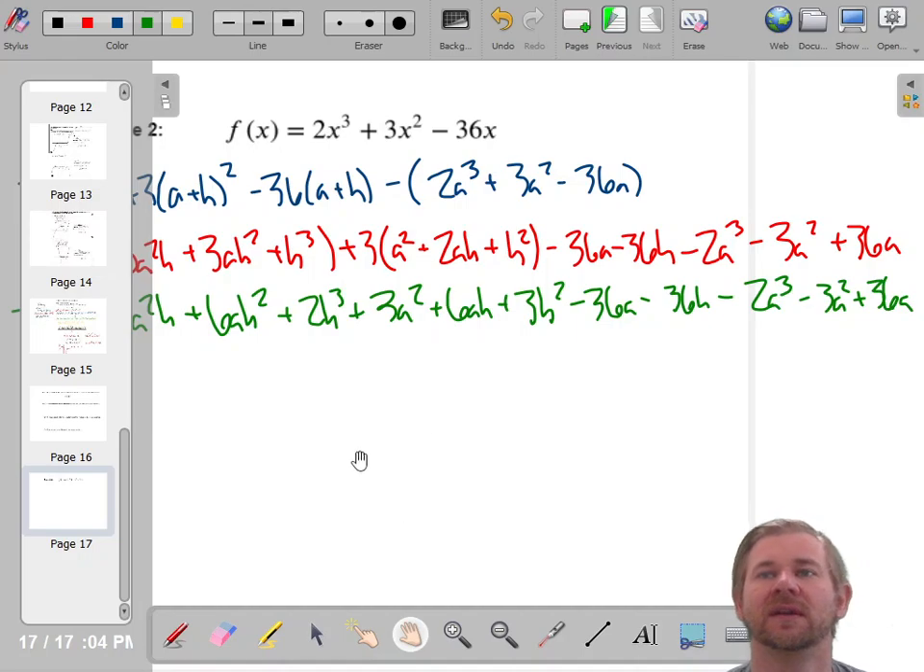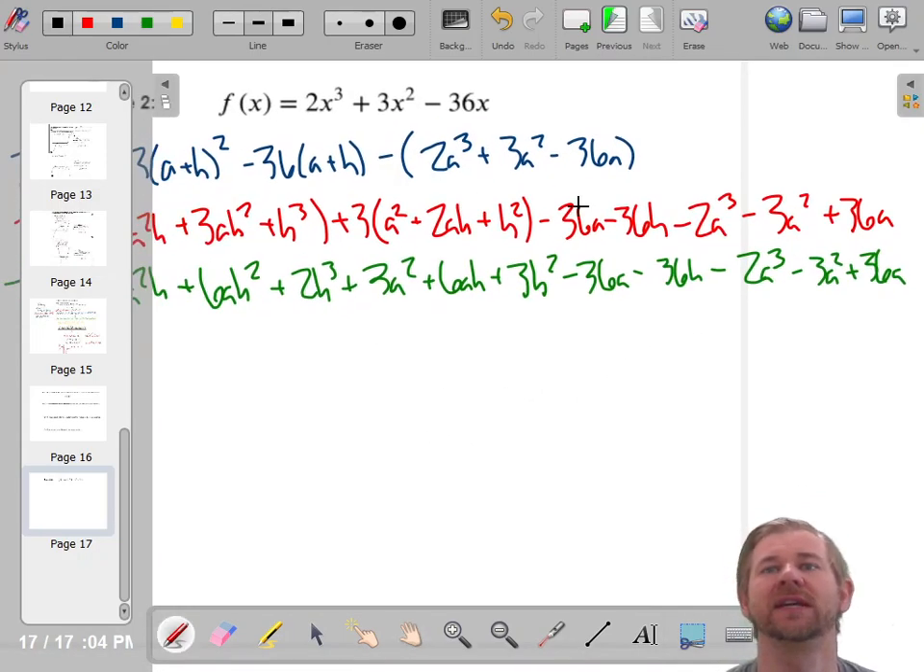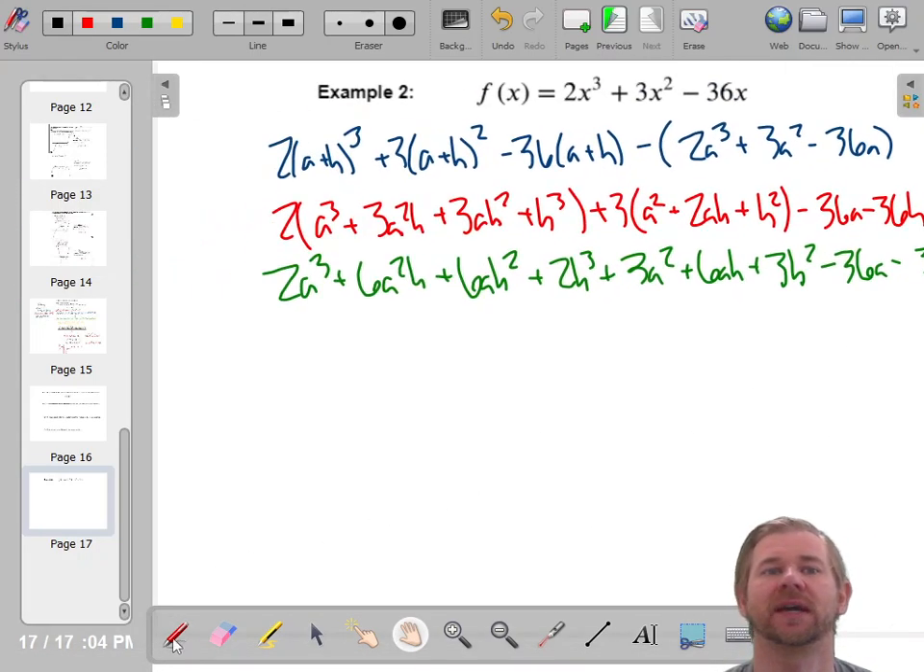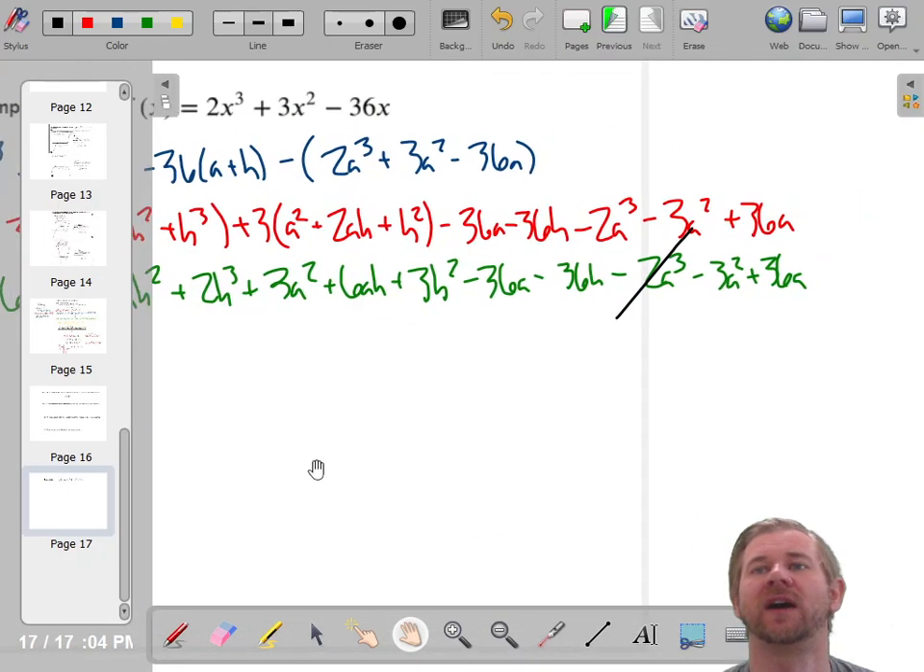Okay, they're long. But again, these should all cancel. So hopefully I can find a positive 2a cubed. Yeah, I got one. Good. Hopefully I can find a negative. I have a negative. I find a 3a squared. 3a squared. 36a. Good. Better.